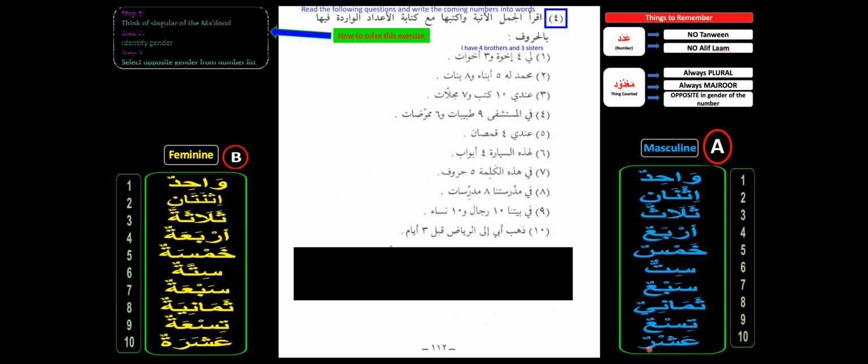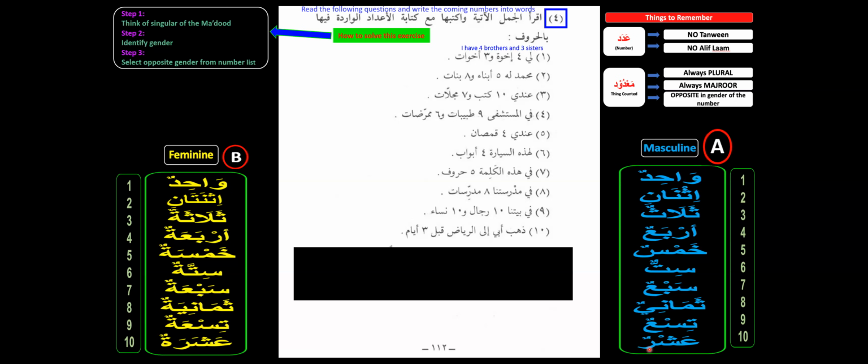And we know how to solve this exercise. Think of the singular of the ma'dud. You see, now the game has been upped a little. Previously, you were getting the singular written in the question, so it was quick and easy. Now you have a plural word given, because now the sentence has already been formed, right? The sentence is already formed. You just need to change the digit into a word.